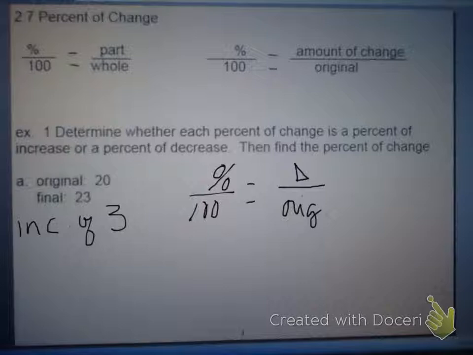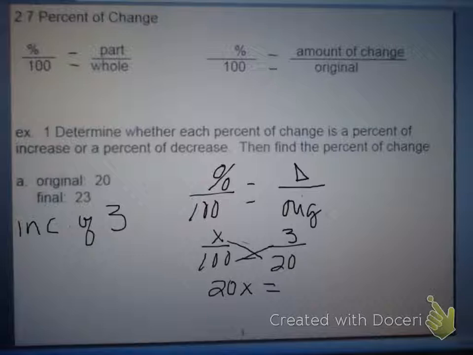So we don't know the percent, so it's x over 100. The amount of change is 3. The original is 20. So here's a proportion where we're going to have to cross multiply. X times 20 is 20x, is equal to 100 times 3, which is 300. Divide by 20. We are allowed to use a calculator. A calculator is encouraged in this section. 300 divided by 20 is 15, and that is 15% increase.